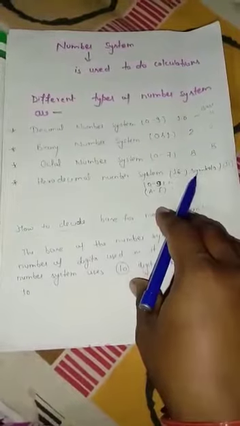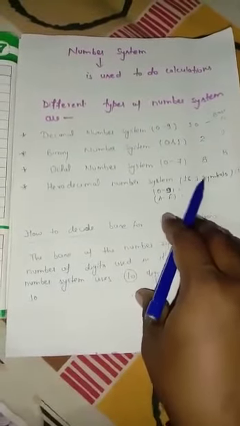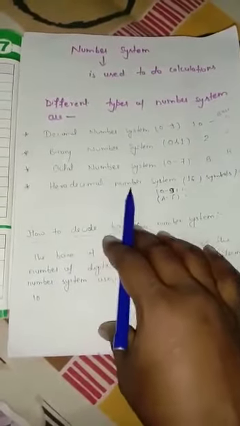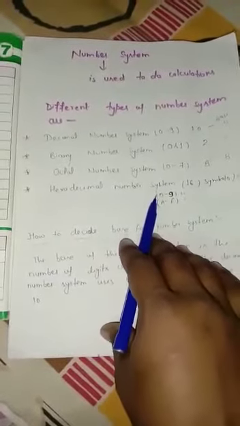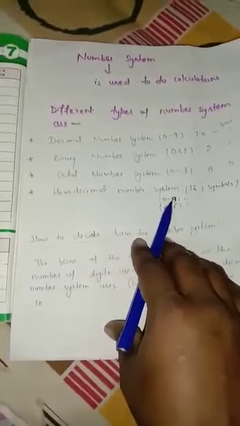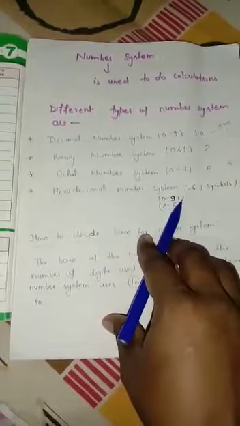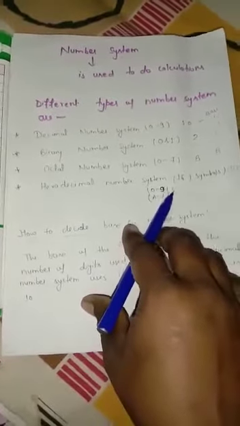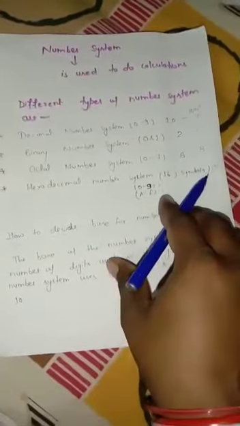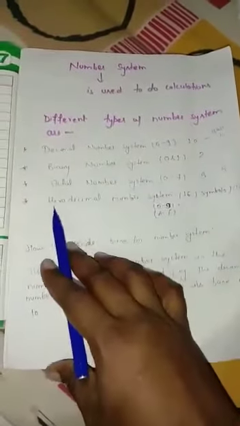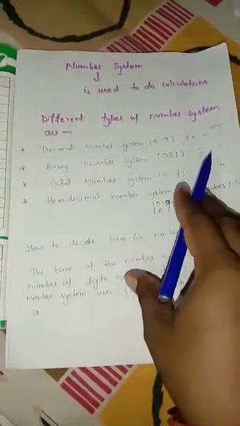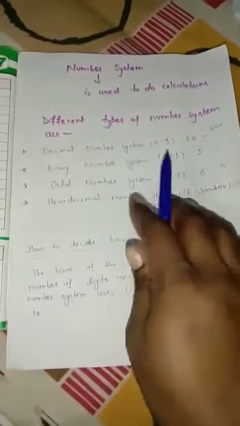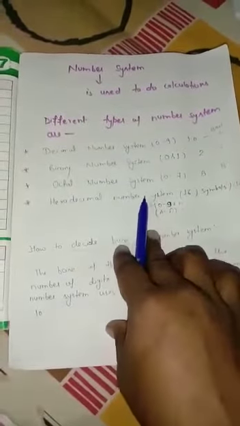Remember, here I am not using the word digits. Here I am using the word symbol because hexadecimal number system consists of 0 to 9 numbers, which is 10 digits, and A to F alphabets, which means 6 symbols. So that is 16 symbols with the base 16. Here I am using the word base again and again. So how can we decide the base for the number system?